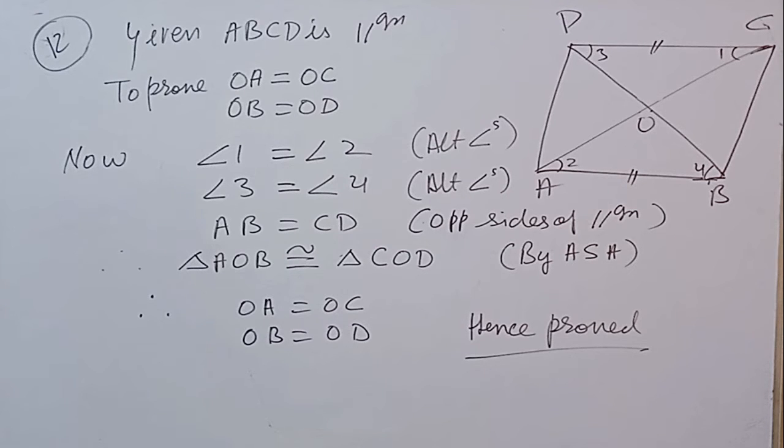Angle 1 equal to angle 2 because of the alternate angles, and angle 3 equal to angle 4 because of alternate angles. AB equal to CD as opposite sides of parallelograms are also equal. So that means triangle AOB is congruent to triangle COD. That means OA equal to OC and OB equal to OD. That's what we had to prove, and we have proved it.